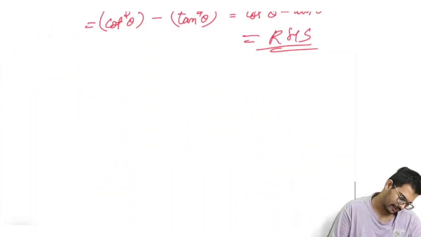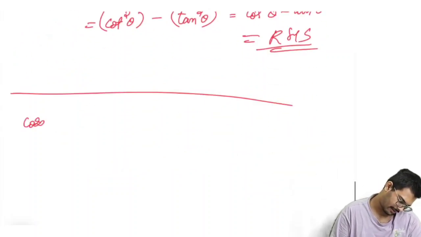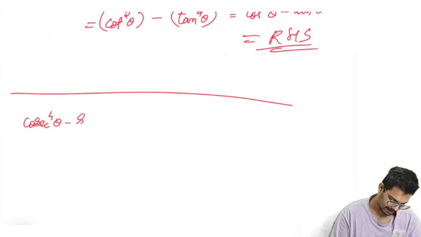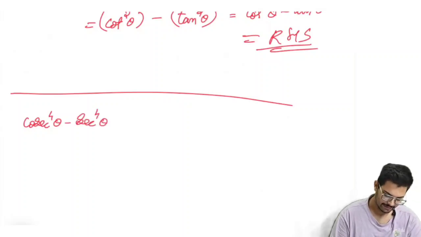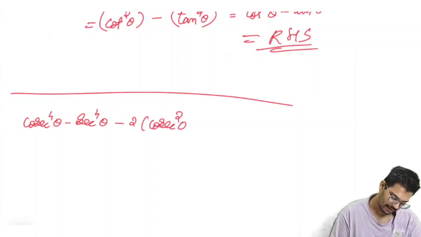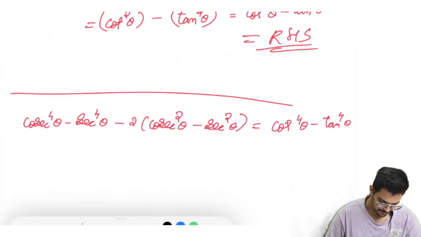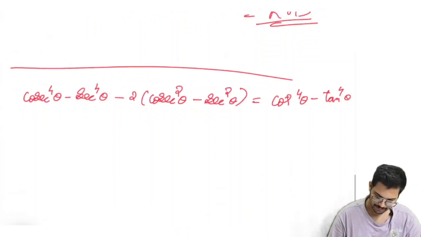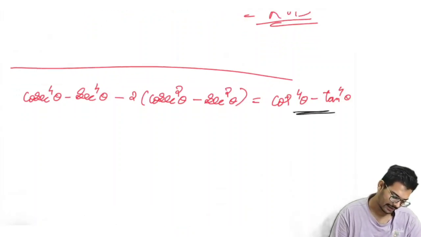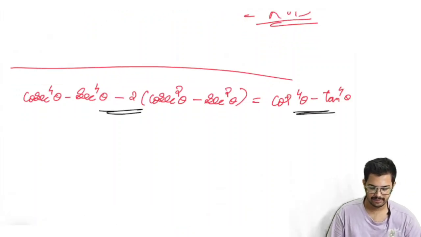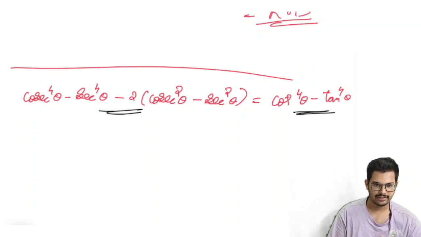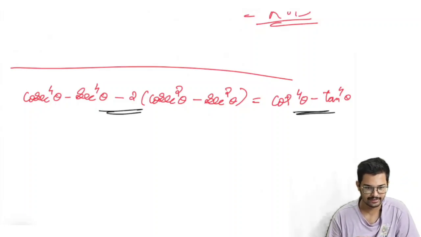In the next method, the question is cosec raised to 4 theta minus sec raised to 4 theta minus 2 into cosec square theta minus sec square theta equal to cot raised to 4 theta minus tan raised to 4 theta. In this case, you can observe that either you can start with LHS or RHS, both are fine. So if you want, you can directly start with the left hand side, that's also possible.